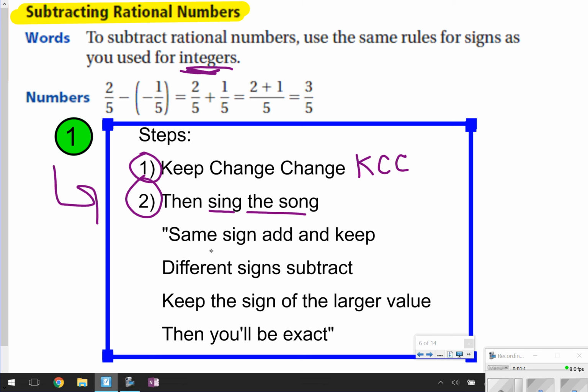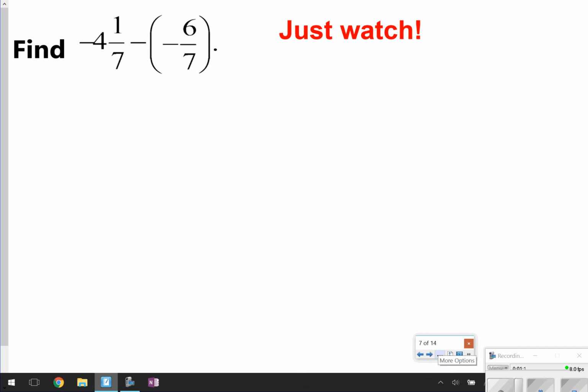Whenever you have same signs, you add and keep it. When you have different signs, you subtract and keep the sign of the larger value. Go ahead and pause the video if you need to take more time to write down steps 1 and 2. Once you're done, click play. So this first one you're just going to watch me do, and then I'm going to have you try some questions on the next slide.